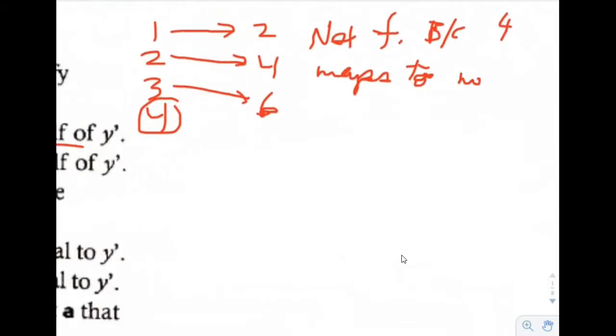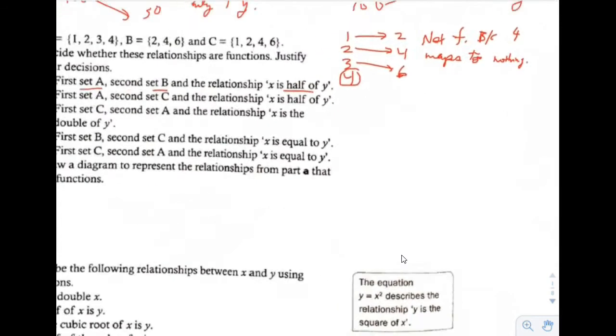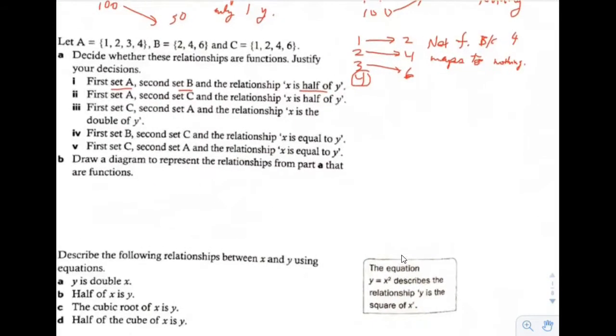Okay. What about the next one? The next one is set A and set C. So 1, 2, 3, 4 is set A. Set C is 1, 2, 4, 6. And the relationship is x is half of y. So 1 is half of 2, 2 is half of 4, 3 is half of 6, and 4 maps to nothing. Okay, again, not a function, because 4 maps to nothing.